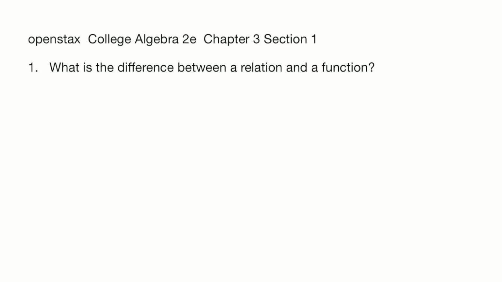A relation is a set of ordered pairs. So a relation is a set of ordered pairs. A function is a relation where each input leads to exactly one output. So a function is a relation where each input leads to exactly one output.